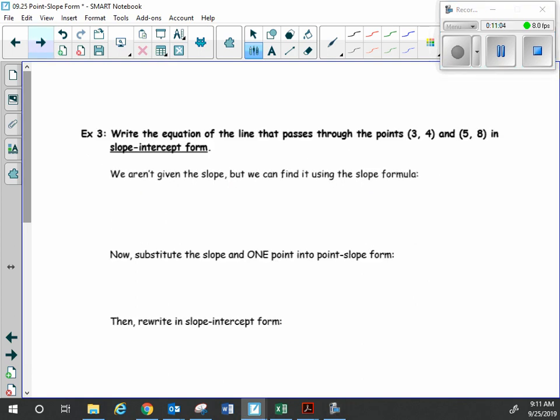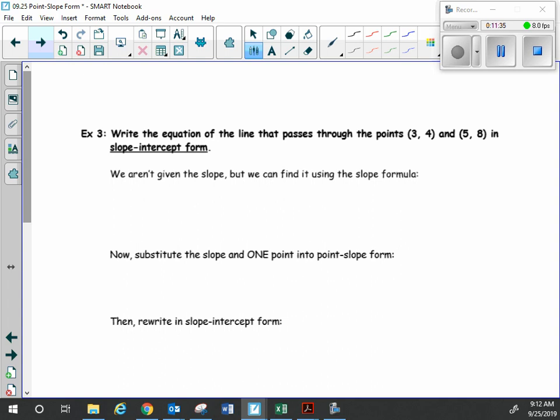Alright. Last one. Two points in slope-intercept form. Can I still use point-slope form to start? Yes. Anytime that you're given points that do not involve the y-intercept, I would always start with point-slope form. Always. It's going to be your easiest approach. What if you are given the y-intercept? Then I would go slope-intercept form.